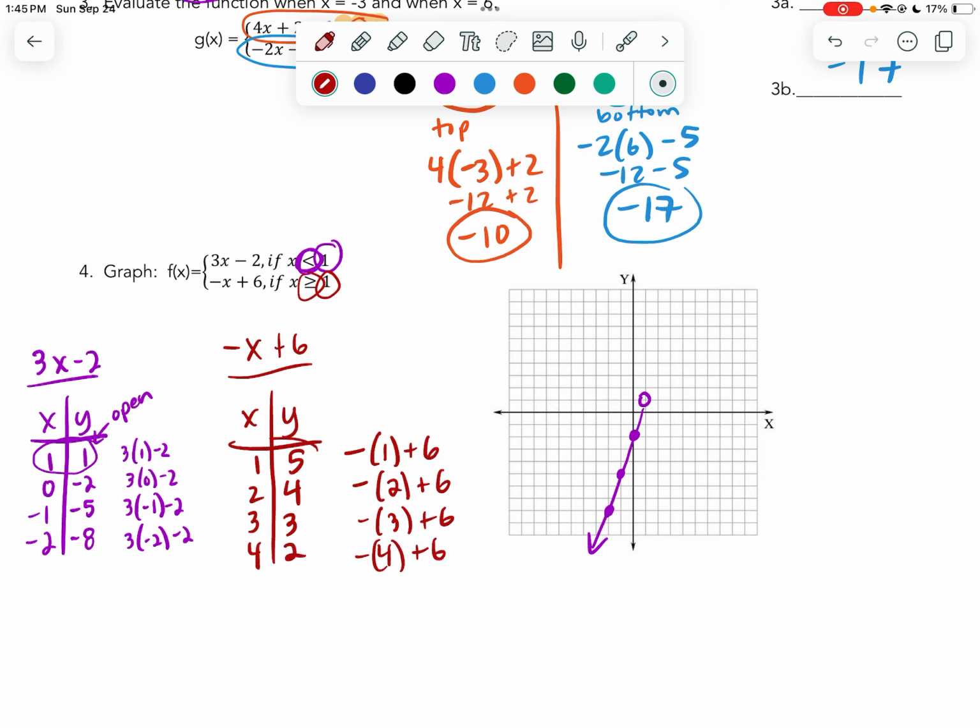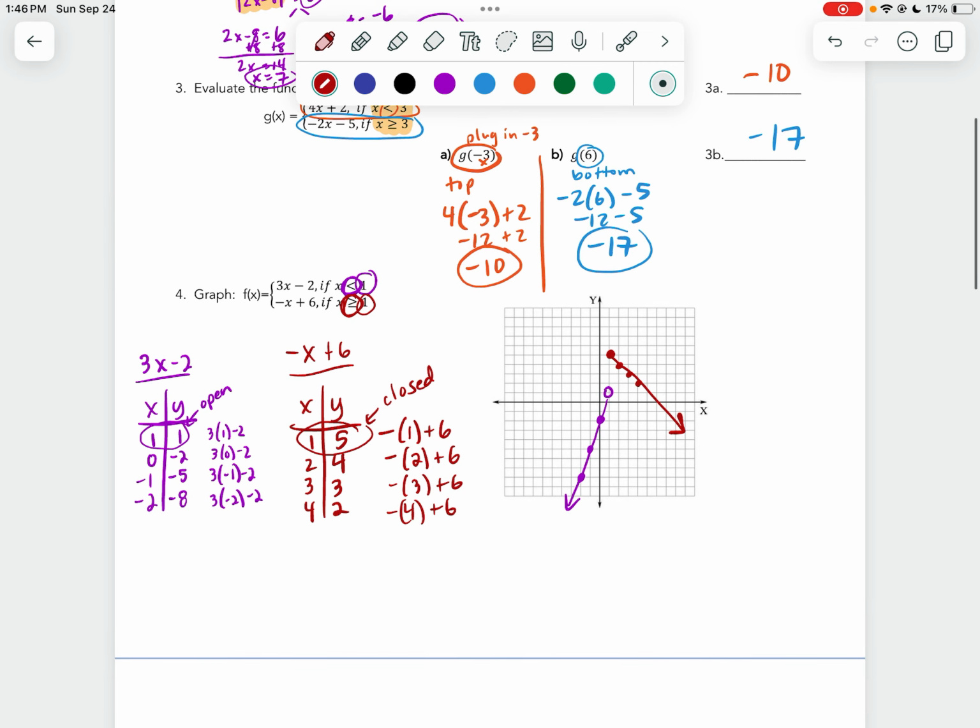And those are my points. Now the first one we decide is open or closed. Since that's an or equal to, this one is closed. So at (1, 5), it's a closed point. And then I have (2, 4), (3, 3), (4, 2). And my line's going that way. Okay, so that's graphing your piecewise.